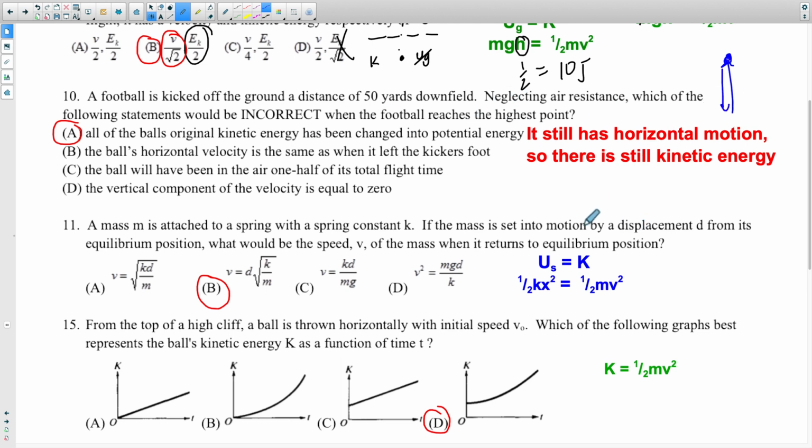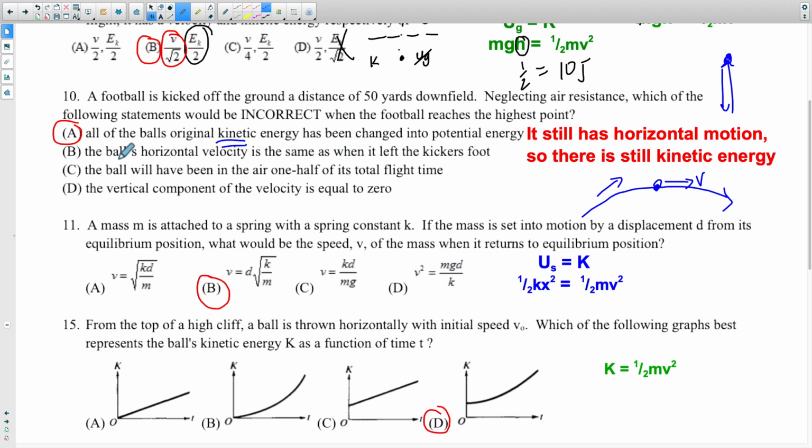What's going on here is we have a football that's kicked and it has both an X component and a Y component. So when it gets to the top, it's not at rest. It still has a vertical component of velocity. So let's take a look. All the ball's original kinetic energy has been changed into potential energy? No, that's not true, because it does still have kinetic energy.